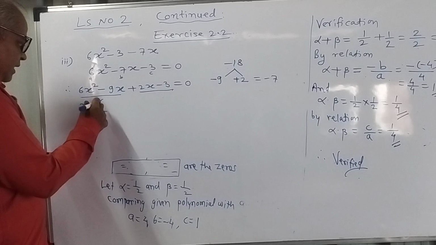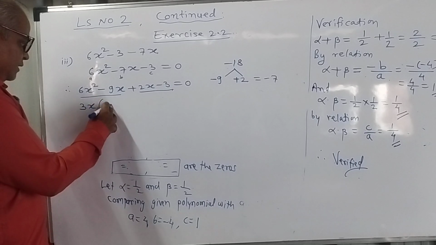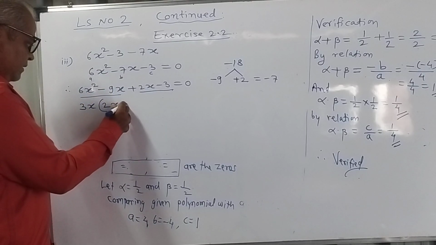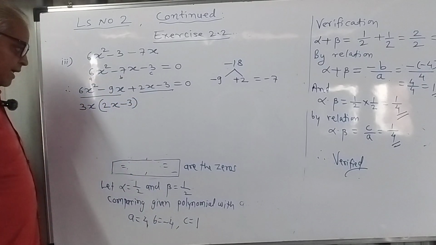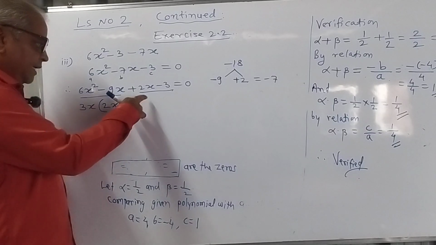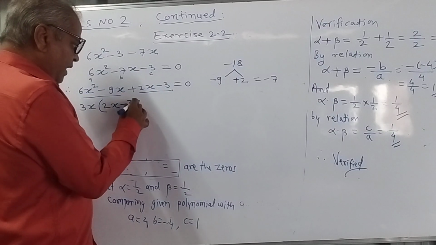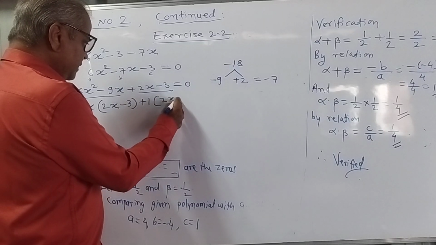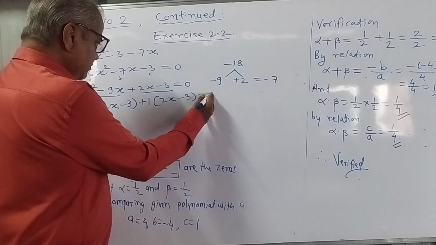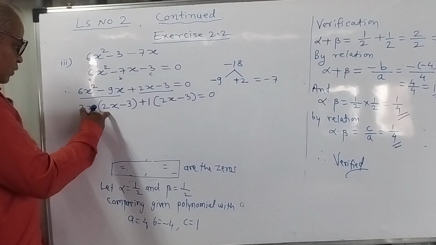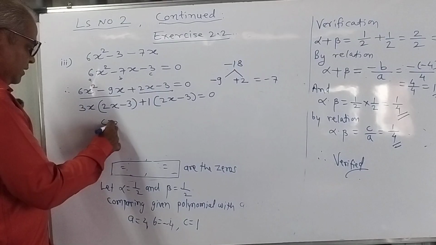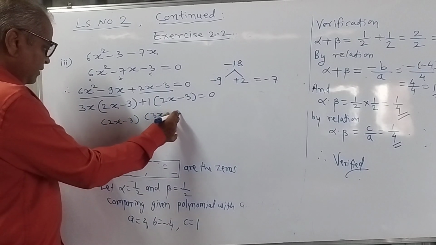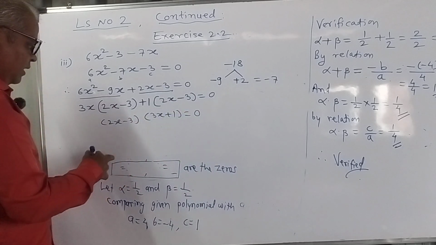So 6 divided by 3, 2, and x square divided by x will get x, and 3 3s are 9, x cancel, so 2x minus 3. Here there is no common, so take common 1 along with sign plus 1, and there is no change inside the bracket is equal to 0. So two same brackets, write once, 2x minus 3, 3x plus 1 is equal to 0.